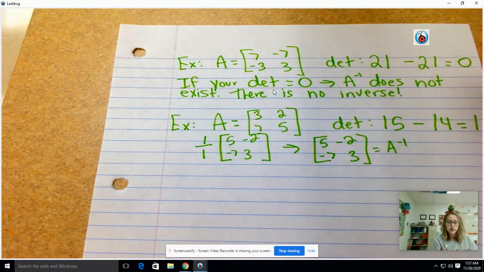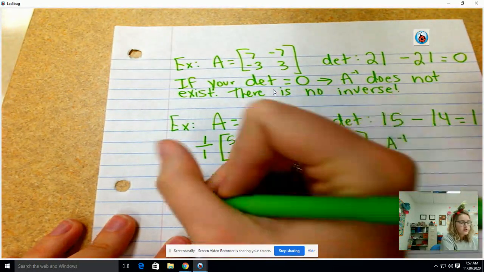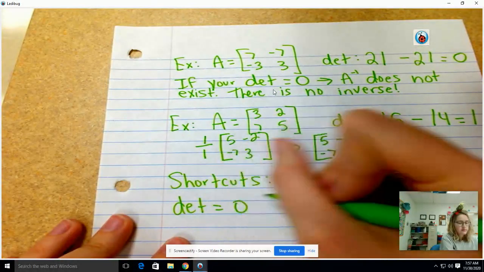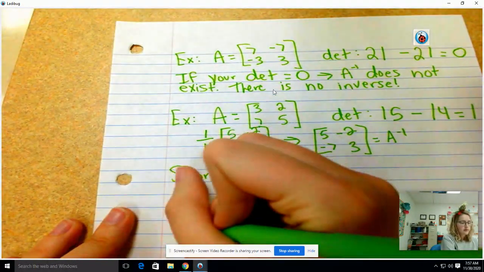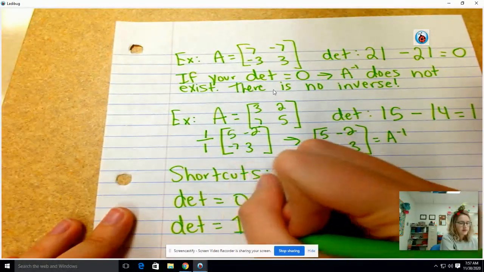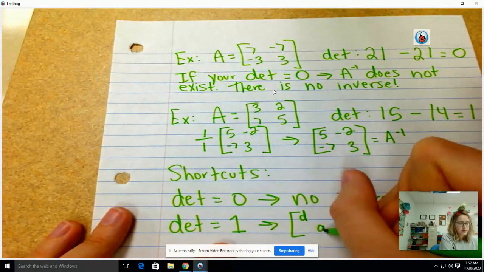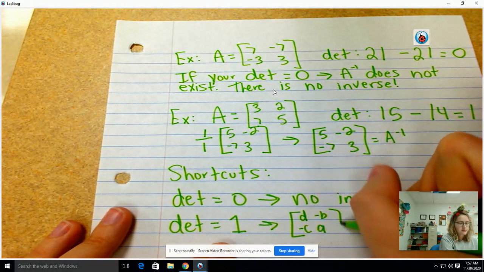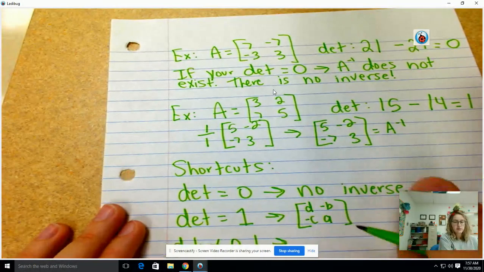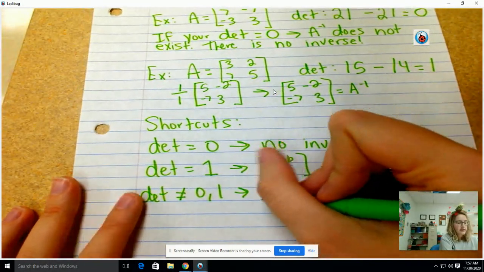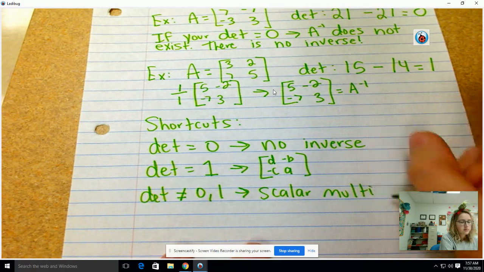So a few little shortcuts to help you remember. If your determinant equals 0, no inverse. If your determinant equals 1, your inverse is simply going to be where you're switching your spots and changing your signs. And if the determinant does not equal 0 or 1, that's where you're scalar multiplying each term.